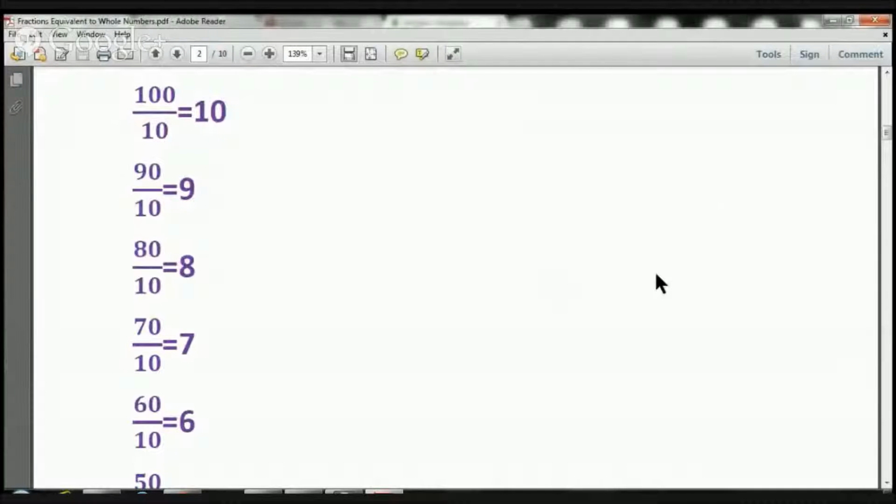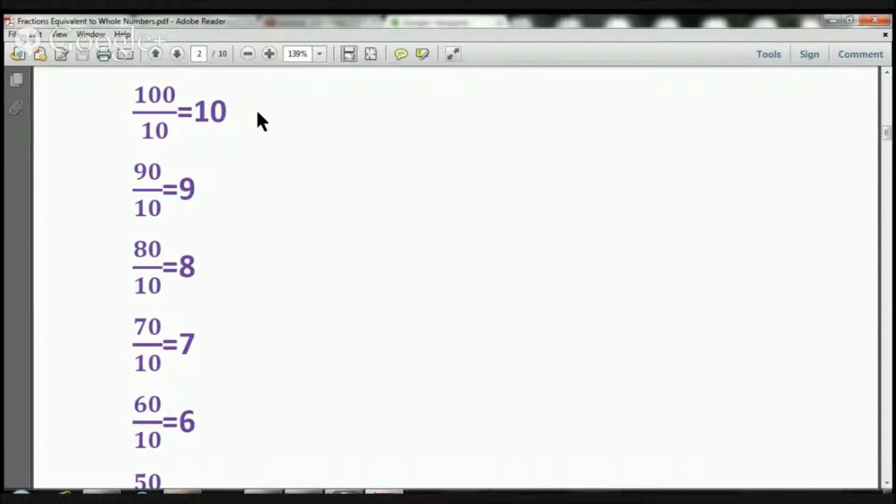So what we're going to be working on today are fractions equivalent to whole numbers, okay? And remember what I said, this line here symbolizes division, okay? So just know that, and we're going to go over that later. So let's take a look at this one here.